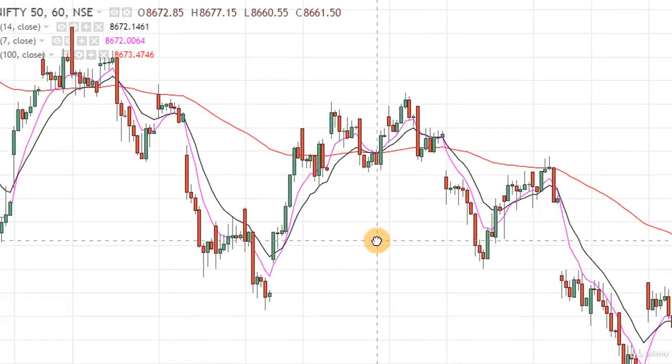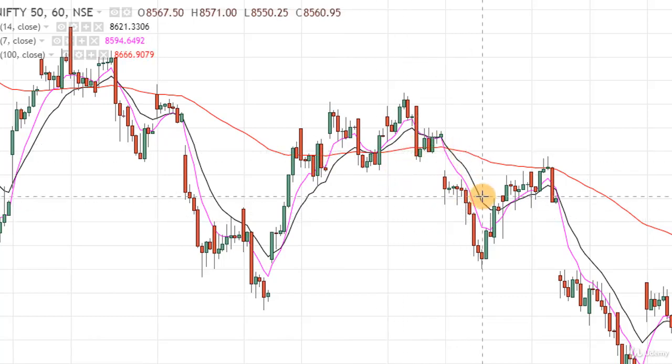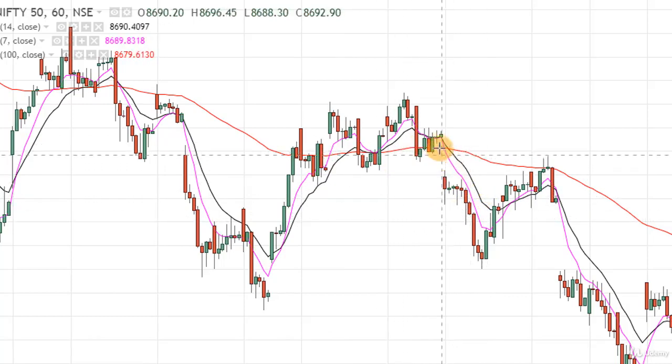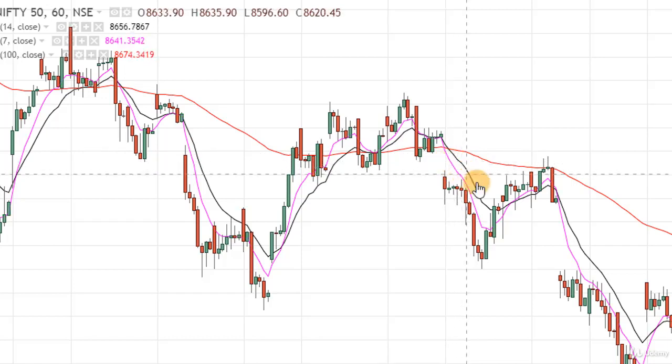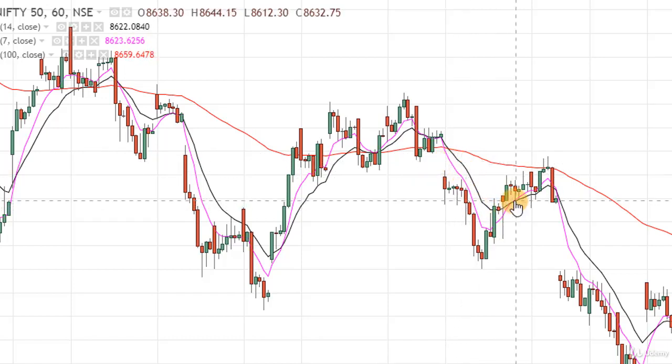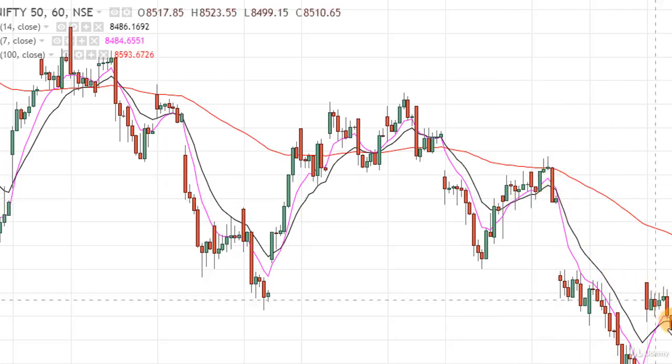Again, prices are coming to touch this resistance line and they are going back to the bearish trend. Here we are getting a bearish crossover. Also, prices are below this red line. So we can make a short sell position here. And here pink moving average is above this black line. So we will exit here. Similarly, we can short sell here and exit here.